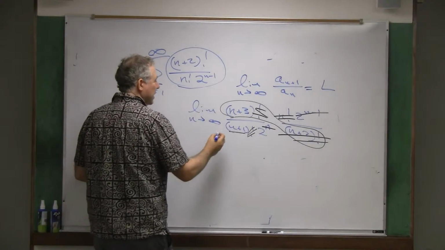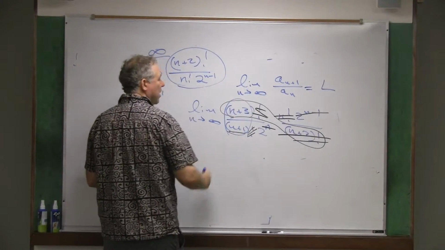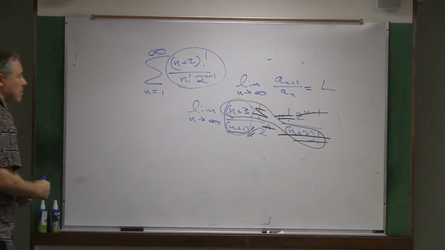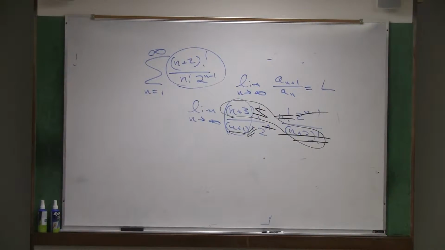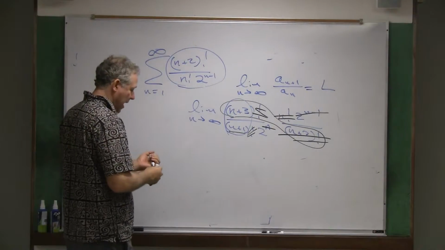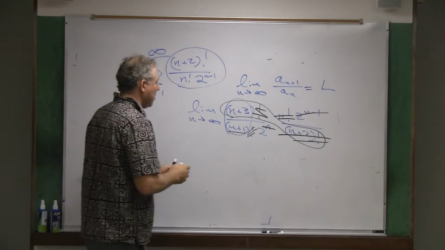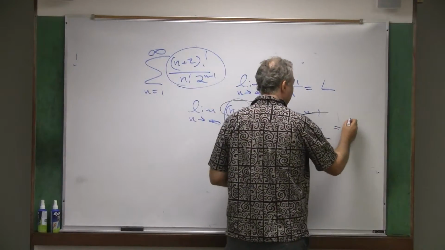Okay, now what is the limit of n plus 3 over n plus 1? 1. Yeah, it's clearly 1. So this whole thing goes to a half. So this is a half.